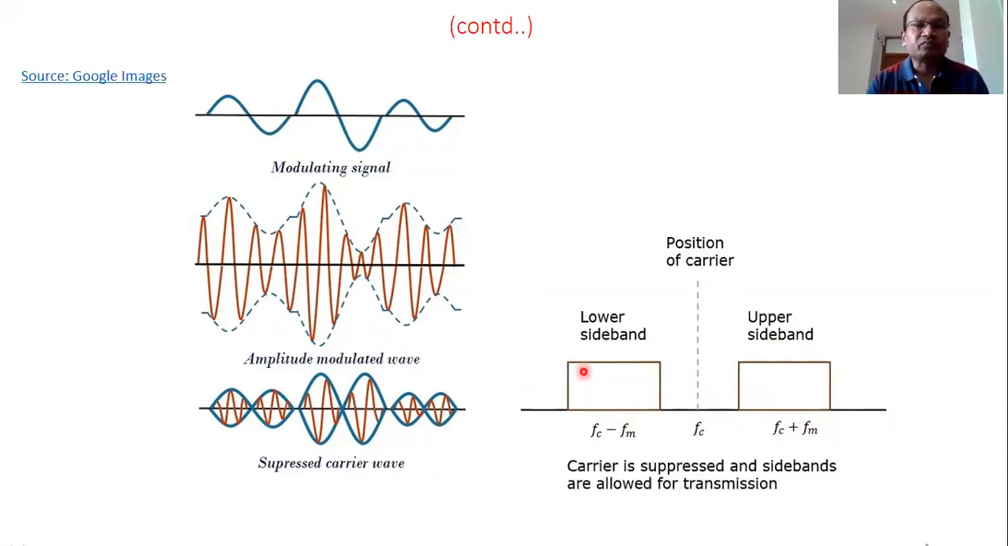Now what we can do in DSBSC is that the carrier will be suppressed. So there are 2 components, FC plus FM and FC minus FM. These 2 components will be transmitted, and therefore dotted lines are displayed to demonstrate the carrier signal, because that is not being transmitted, that is being suppressed, and we are only sending the lower sideband and upper sideband.